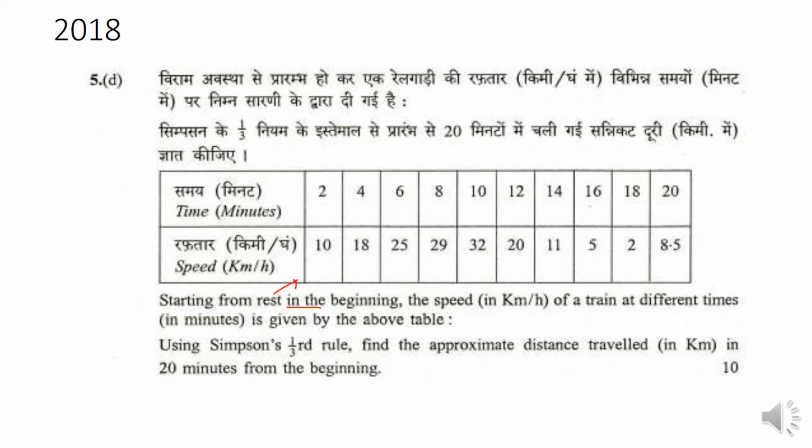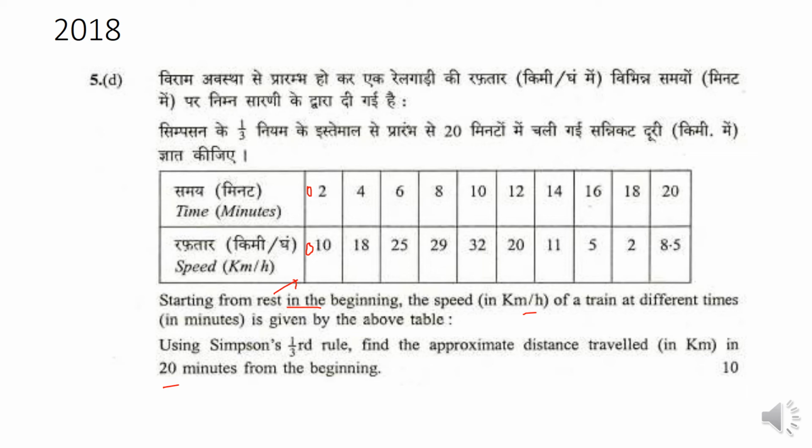So we can have one more point for our calculation, because it is written 0, 0, beginning from rest. The speed is in kilometers per hour, and here we have to find for 20 minutes, so we will convert the data into the same unit. So kilometers per hour, we will divide by 60 and make it kilometers per minute.